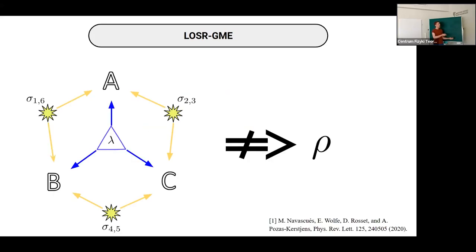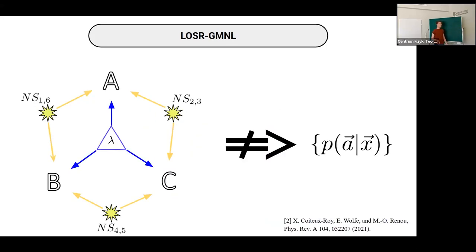Yes. So basically, this corresponds to the situation that was before. If you have here 5+, 5+, 5+, then you can reproduce the state that I gave you as an example before. So this example is not a LOSR GME. However, there are states which are okay. So now we come to our results.